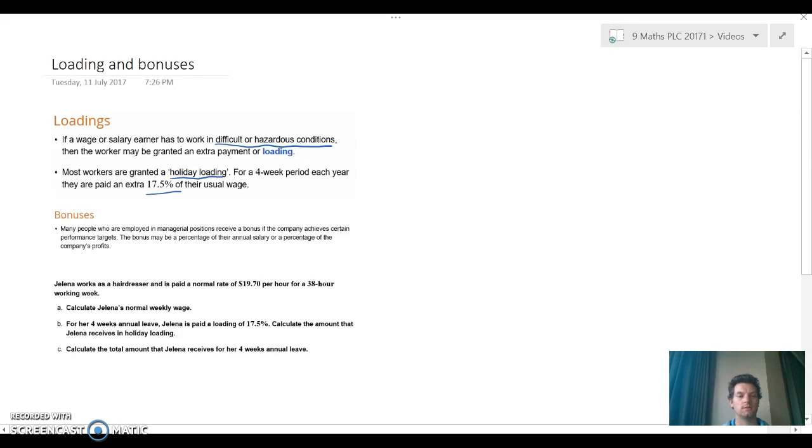Now, bonuses is similar in the fact that in order to calculate our value for a bonus, we're going to need to take a percentage of a number. So people can be paid bonuses for achieving performance targets, and we'll have a little bit of a look at how that would work. So our first question here, we've got a hairdresser and we've got the normal rate of $19.70 per hour over a 38-hour week, and we're asked to calculate the normal weekly wage. So that's pretty simple. We take the $19.70 and multiply it by 38 hours.